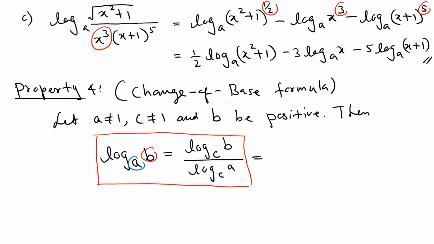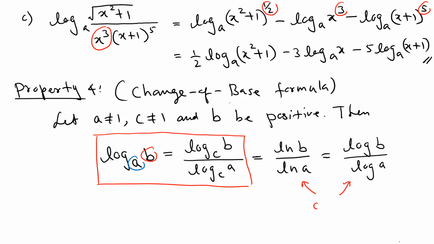So let's look at those common bases that we have. Let's say you use C equal e, the natural log. Then the top becomes natural log B over natural log A. If you use base 10, you can write this as log B over log A. And the interesting part is that it doesn't matter what base you use, you're going to get the exact same answer.